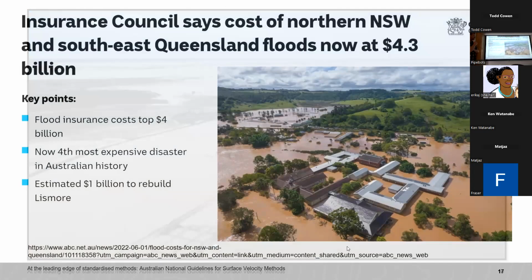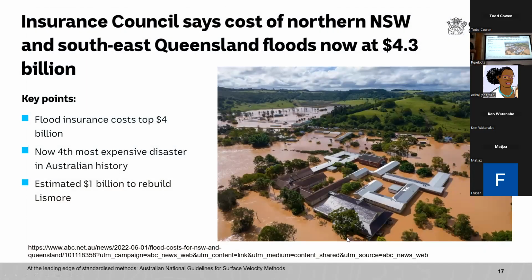Next slide, please. And all of these floods are costly. The recent floods that we had in New South Wales and southern Queensland were the fourth most expensive disaster in Australian history. The town of Lismore, which I think has undergone some more floods recently, was estimated at $1 million to build that town.